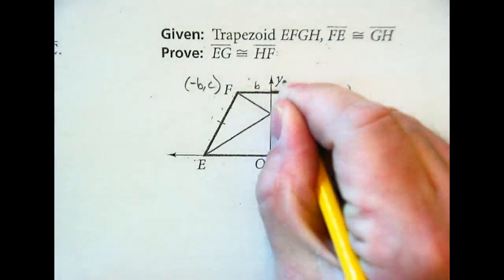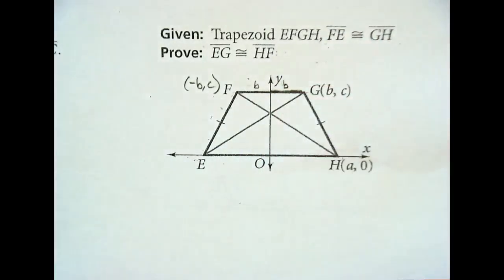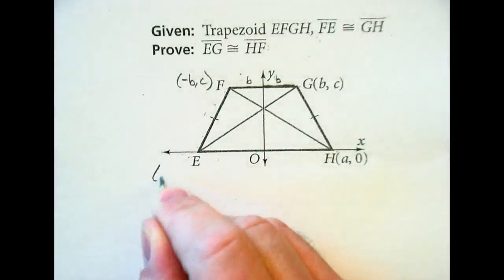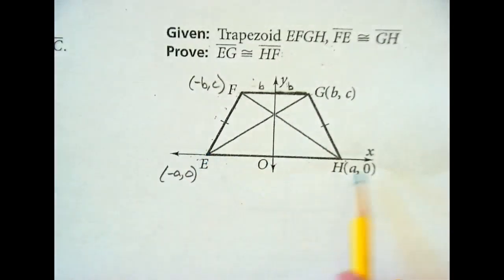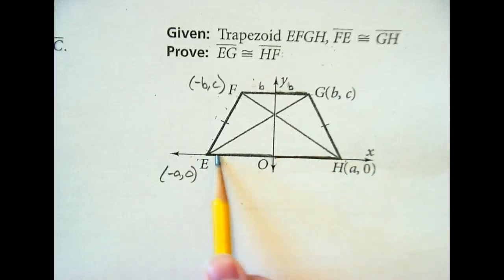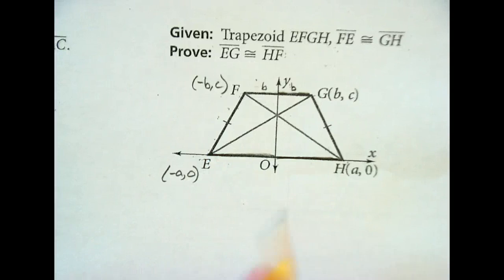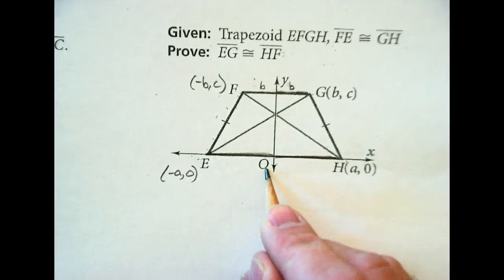How about point E? Hold on, Maddie. Yeah. Negative A, 0. I'm trying to call on as many people as I can. Negative A, 0, well done. Okay, same distance as this, right? This is A. This makes A also. It's just we're going backwards, so it's negative A. Okay? What's this point? 0, 0, 0.